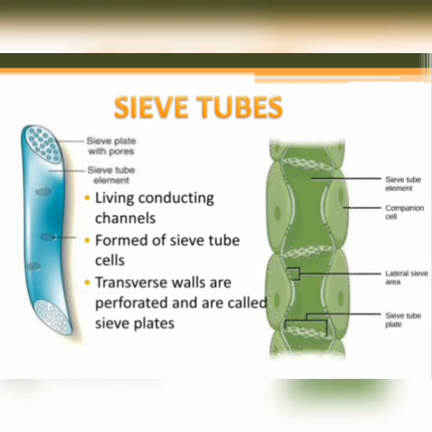As you can see the structure here, it clearly explains the position of the sieve tube plate, which is just mentioned at the bottom, and you can clearly see that each and every plate, as it is aligned, is perforated. Pores are present in them, and sieve tubes are seen to have no nucleus and they are vacuolated.